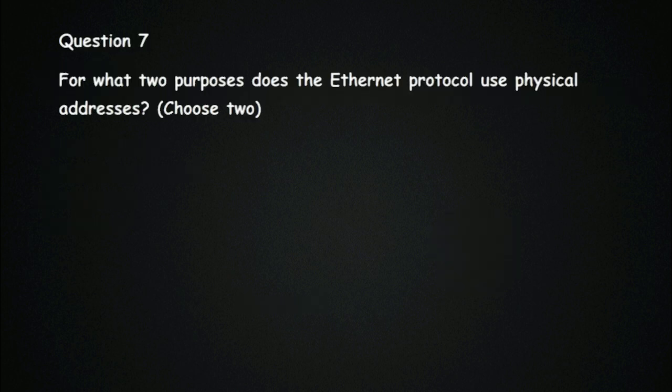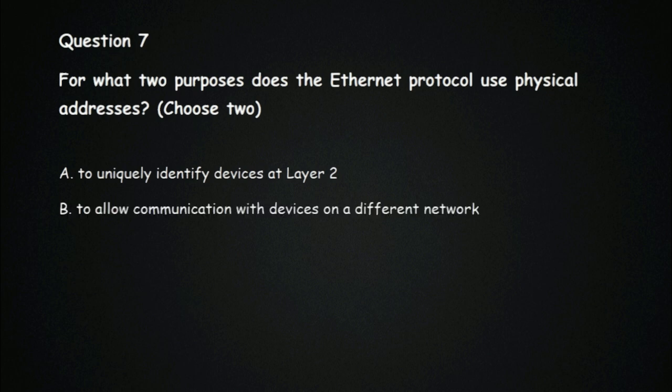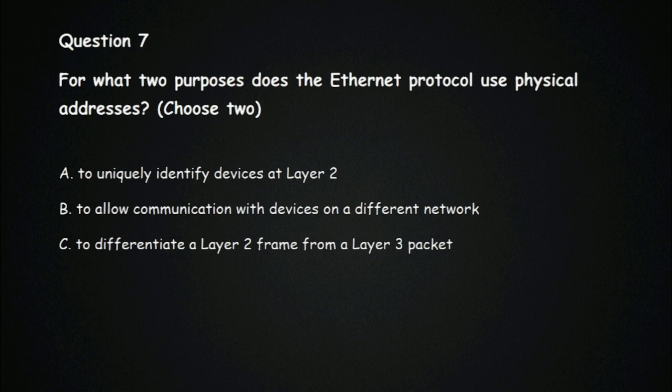Question 7. For what 2 purposes does the Ethernet protocol use physical addresses? Choose 2. A. To uniquely identify devices at Layer 2. B. To allow communication with devices on a different network. C. To differentiate a Layer 2 frame from a Layer 3 packet.